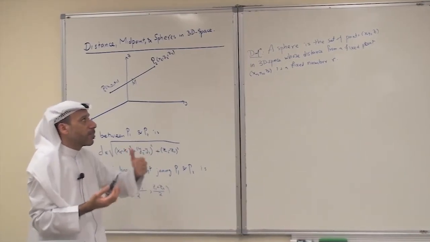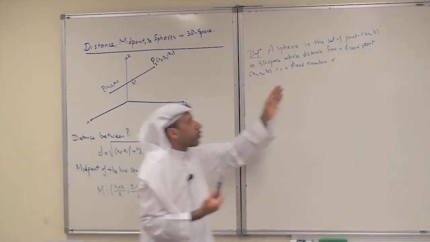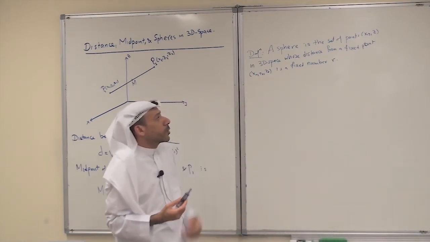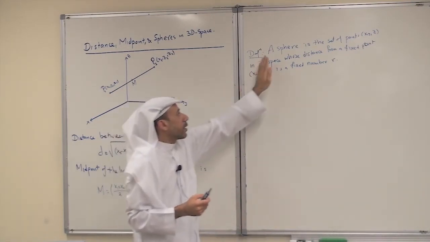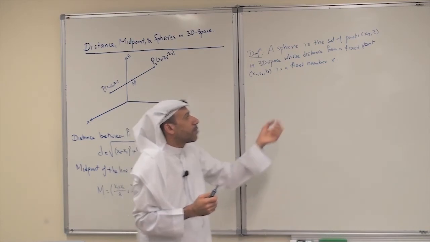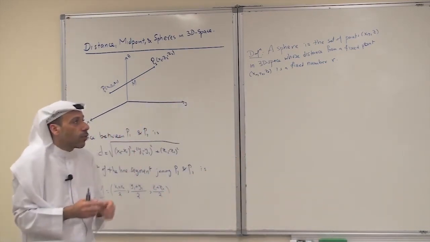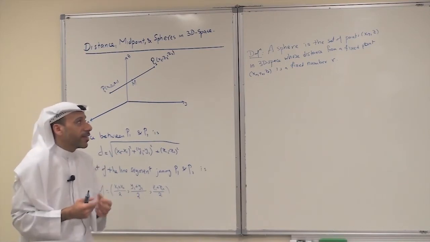A circle is similar in two space. A circle is the set of points x, y whose distance from a fixed point x0, y0 is a fixed number R. So the definition of a sphere is just a generalization of the definition of a circle in the plane.